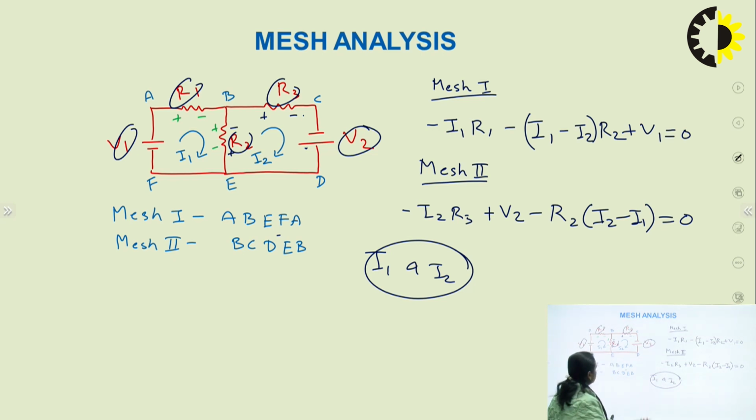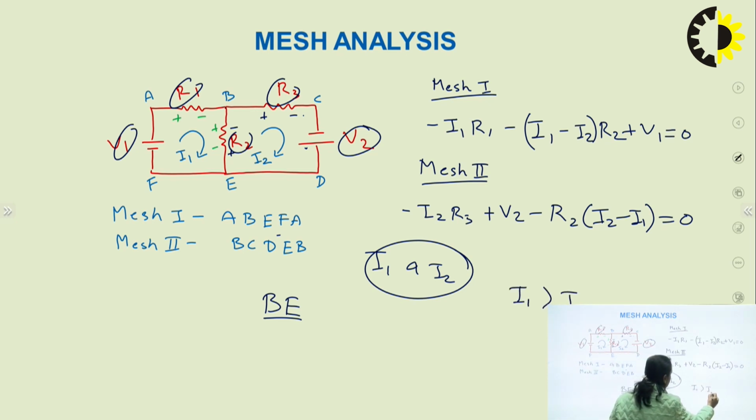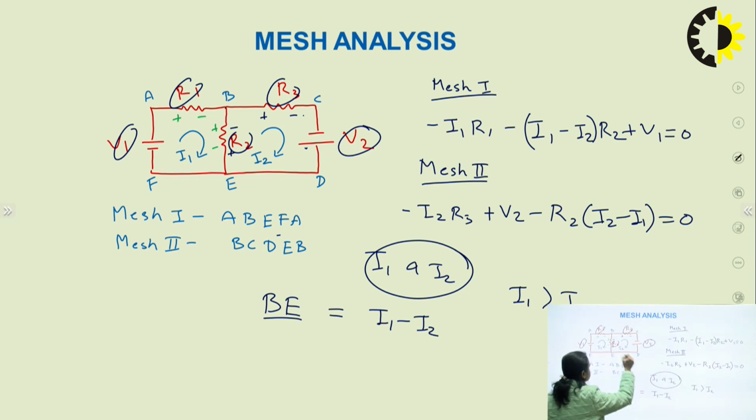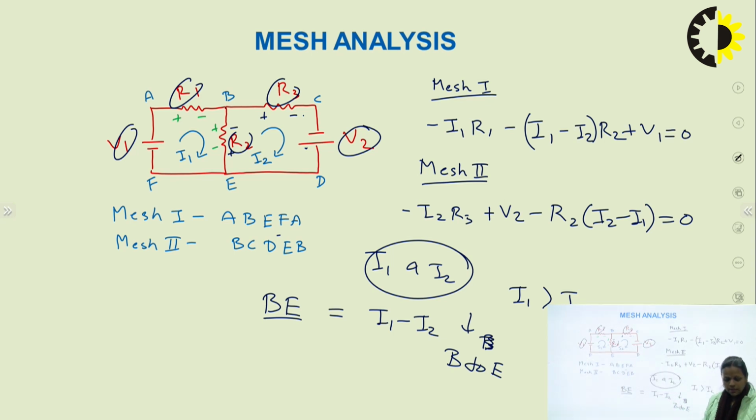So this I1 and I2 is the loop current, and if you want to find the branch current, like suppose you want to find the value of current in branch BE. So in this branch BE, what current is flowing? Suppose I1 is greater than I2, so in branch BE, the current flowing is I1 minus I2, right? And the direction will be according to I1, that is downward, from B to E. The direction of current will be from B to E, right?